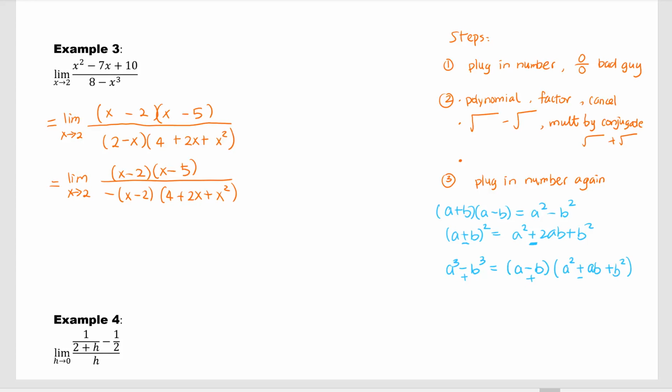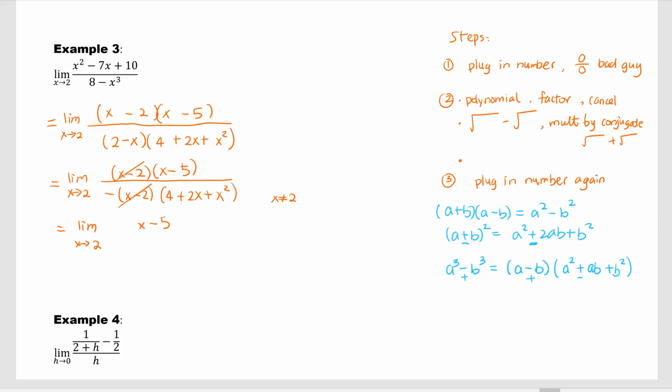Now, do you see the bad guy? Yes, the bad guy is x minus 2. Because we're looking at the limit as x approaches 2, x does not equal 2. So that's why we can cancel it.